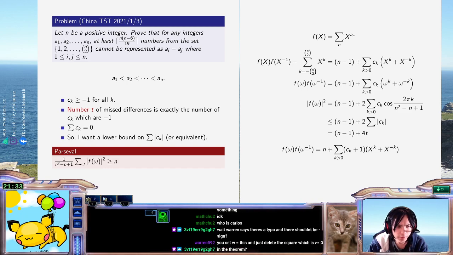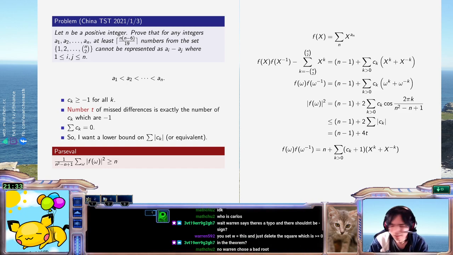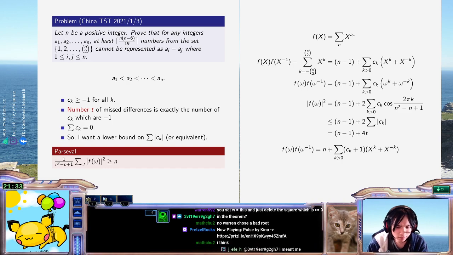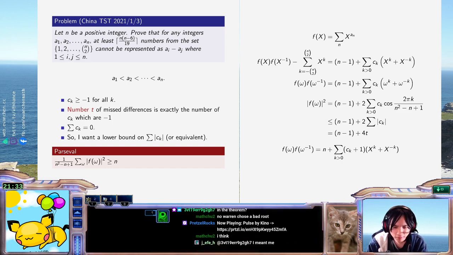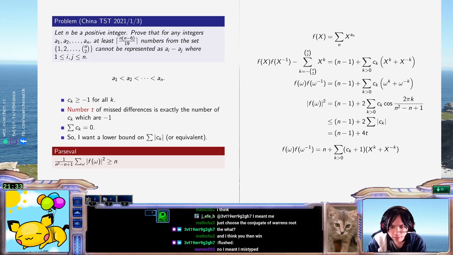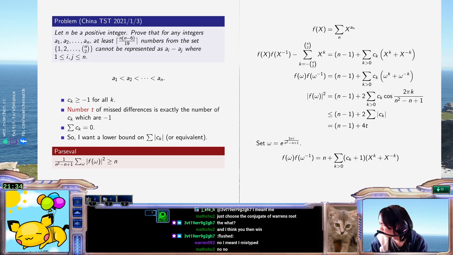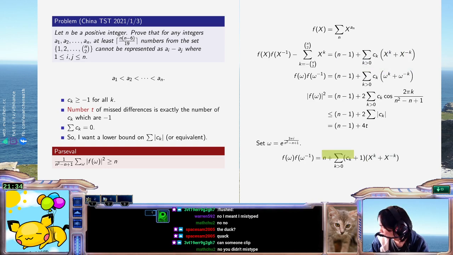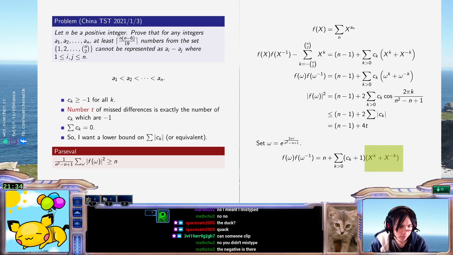Just delete the square. I don't get it. What? Do you set omega equals 3 pi I over n squared minus n plus 1? And then... What do you mean delete the square? These things are not promised non-negative, right? Either this expression or this expression. There's no non-negative promise on the rest of the terms. Right? Or what?